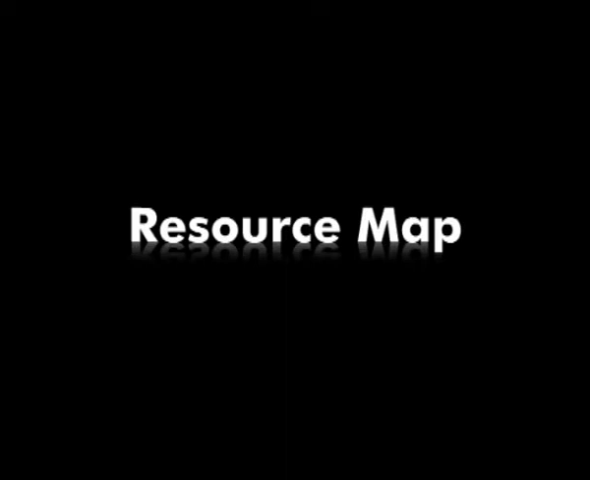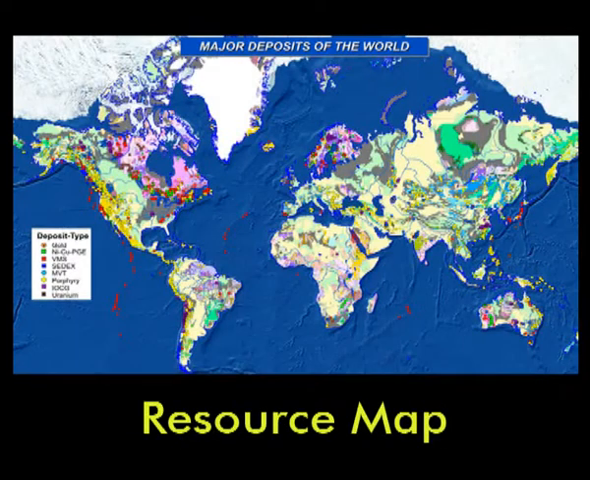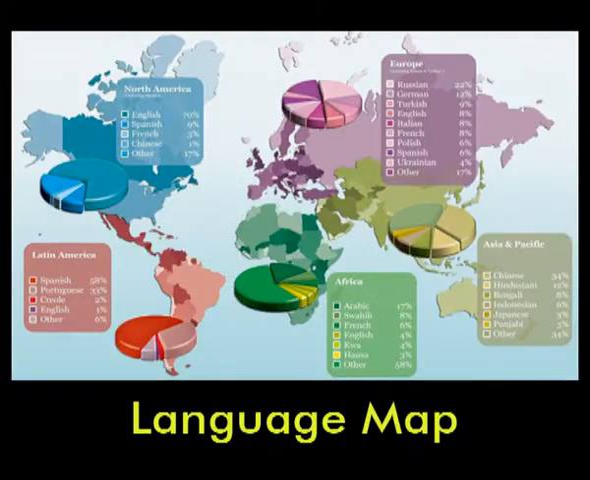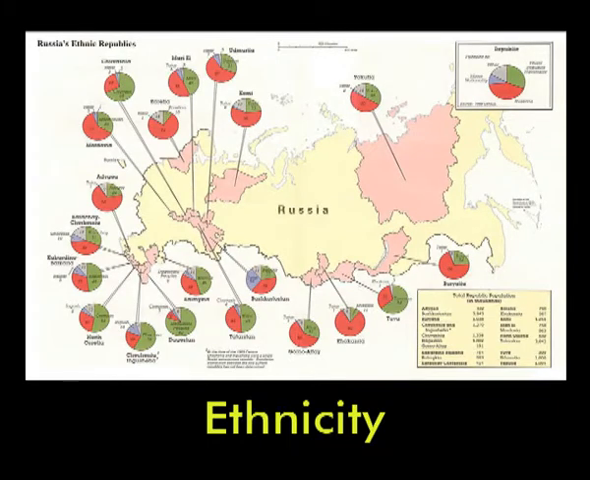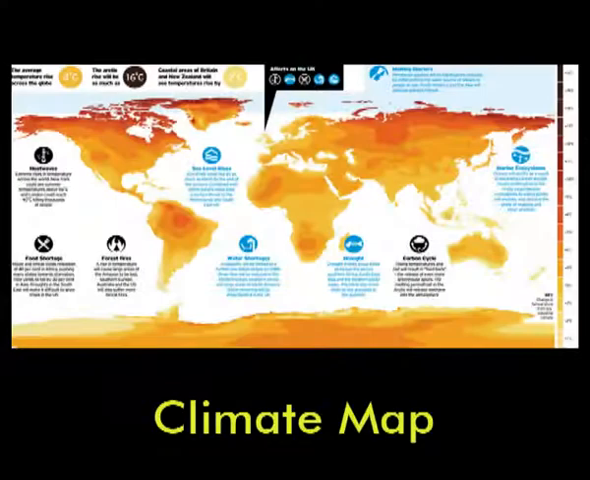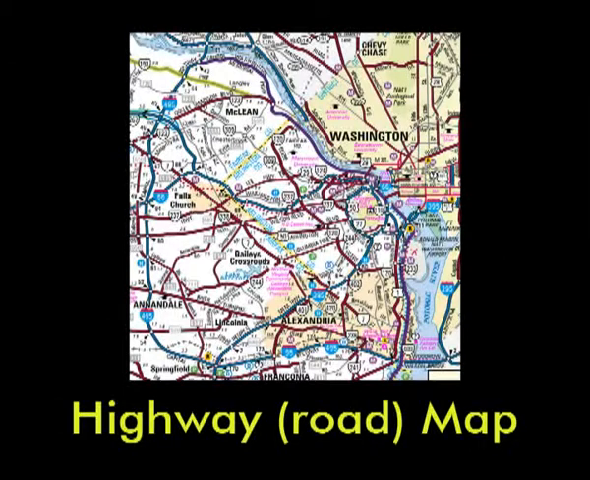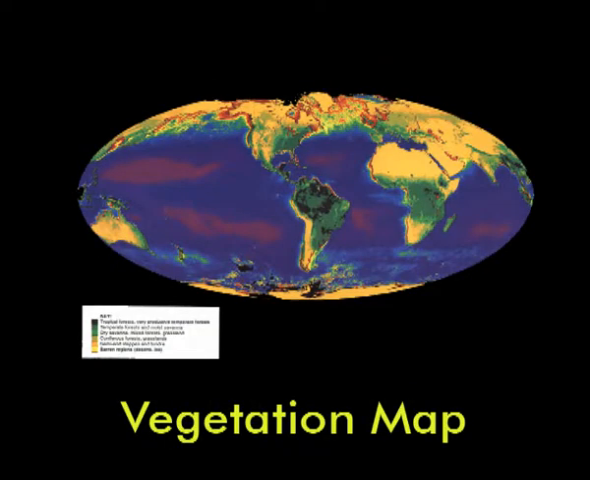Resource map. This map shows the location of natural resources, natural materials that people use in various ways. Language map shows the major language of different regions. Ethnicity map shows the major ethnic or cultural groups living in different regions. Climate map shows general temperature and precipitation patterns in a region. Highway map shows how to travel from one place to another using roads. Vegetation map shows plants that grow naturally in different regions.